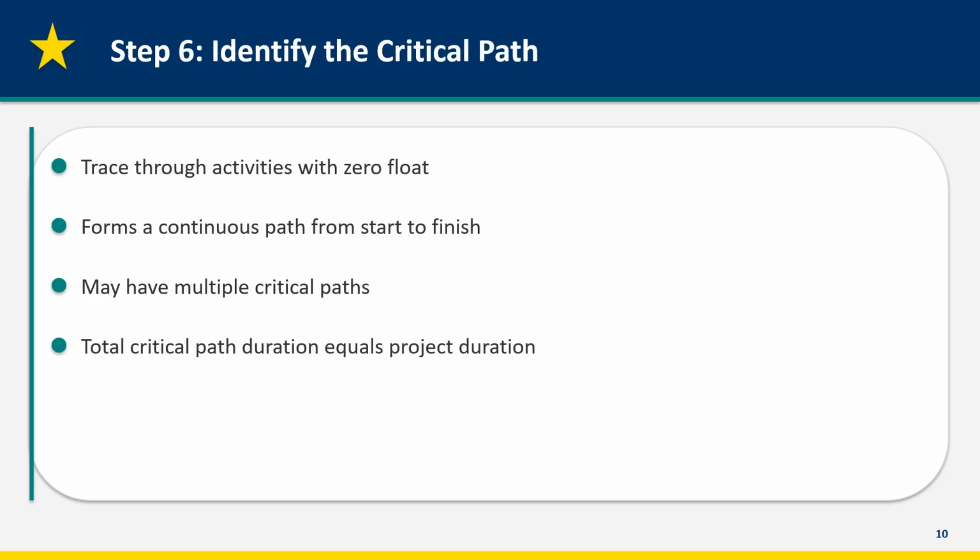Step 6 is identifying the critical path. Trace through all activities with 0 float. They form a continuous path from project start to project finish. Sometimes there are multiple critical paths. If 2 parallel sequences have the same duration and both have 0 float, both are critical. The total duration of the critical path equals the project duration. Any delay on the critical path directly delays the project. This is the path that demands your closest attention.